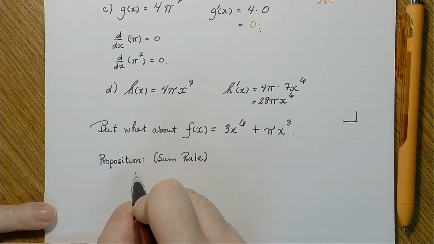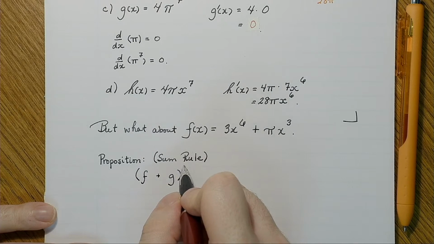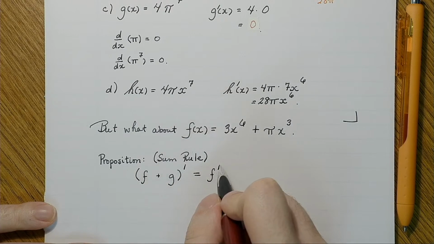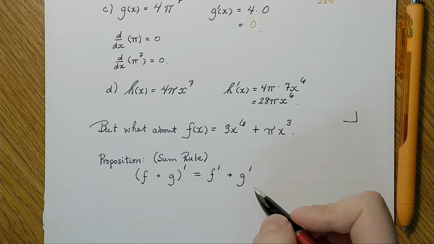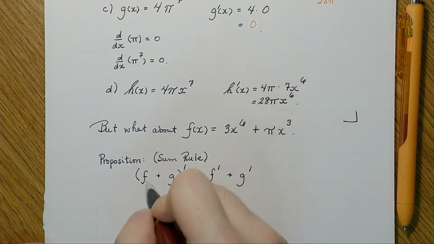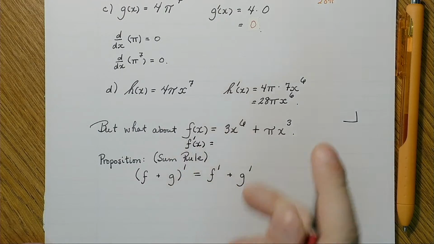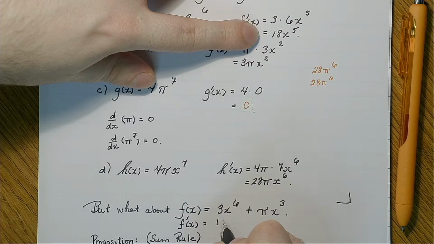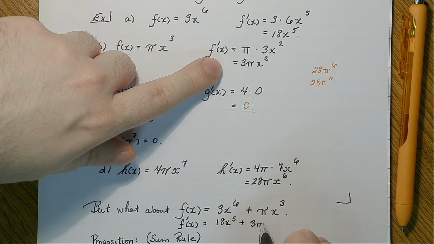So the sum rule is that if I have two functions and I want to take the derivative of them, it's just equal to the individual derivatives of the inside functions themselves. So in this case, using this rule, if I take the derivative of that, well, I've already solved them, so I have 18x to the 5th plus 3 pi x squared.